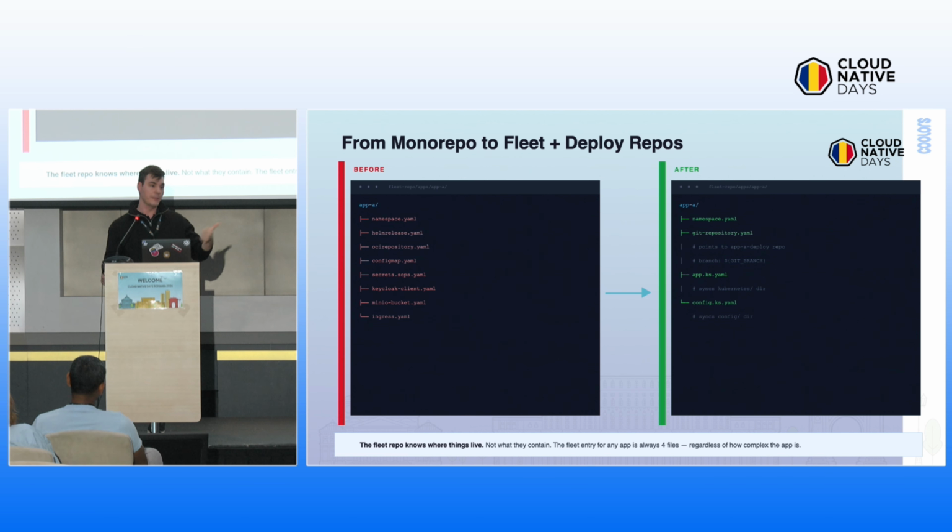It has a namespace. Obviously, we have to create them for our tenants. You have a Git repository.yaml, which is a Flux manifest that points to the deployment repository of that tenant. An app, Fluxtomization, which points to the Kubernetes directory. We'll see that in a moment. And then a config Fluxtomization, which applies some Terraform code. Again, we will see that in a moment.